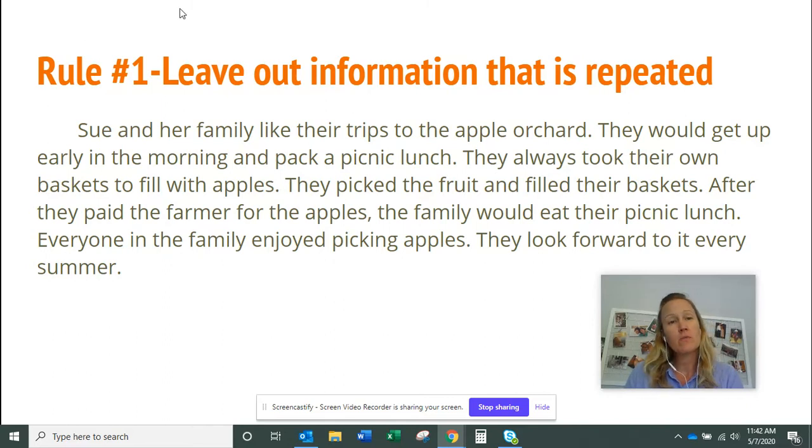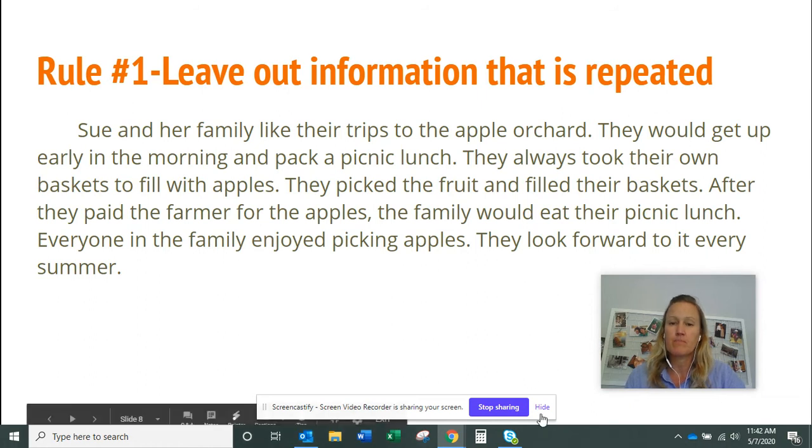So let's start with rule 1. These rules come into play once you realize that there isn't a topic sentence that you can utilize for your summary, for your gist. So we look at information that is repeated. So I want you to take a minute and I want you to decide if you think there's an idea or some information in here that is repeated.